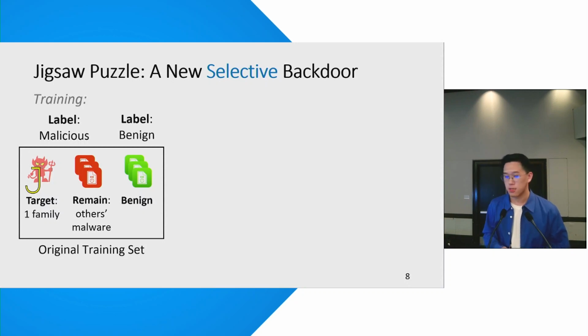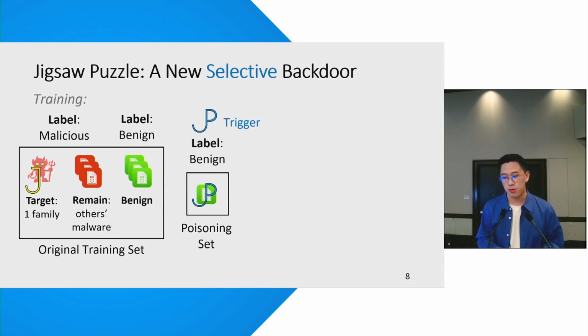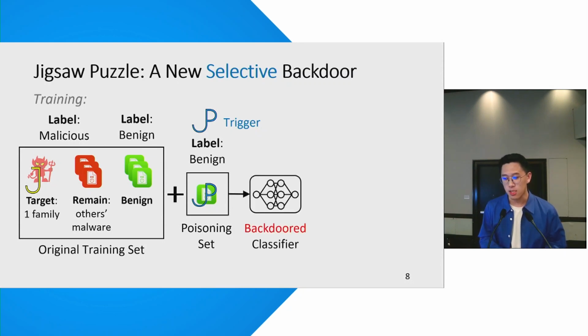I'll create a trigger that only works for this target family, but not others. We design a blue trigger and put it into some benign samples to create the poisoning set. Together, we train a backdoored classifier. We only choose benign samples and maintain the ground truth as benign. Remember that we are doing a clean label attack. We also only choose benign because supplying benign samples is less suspicious, while malware samples may get more investigation.